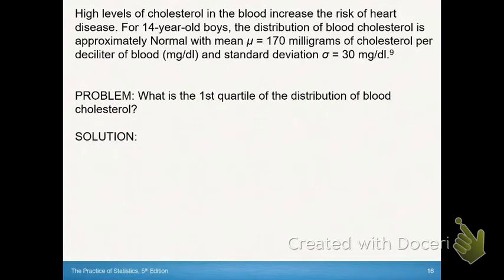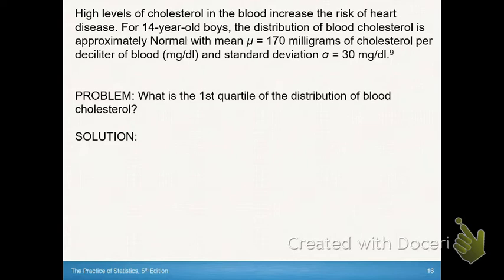Here's an example. High levels of cholesterol in the blood increase the risk of heart disease. For 14-year-old boys, the distribution of blood cholesterol is approximately normal with mean 170 milligrams of cholesterol per deciliter of blood and standard deviation of 30 milligrams per deciliter. What is the first quartile of the distribution of blood cholesterol?